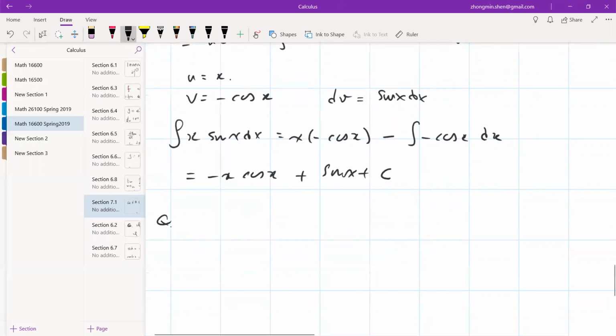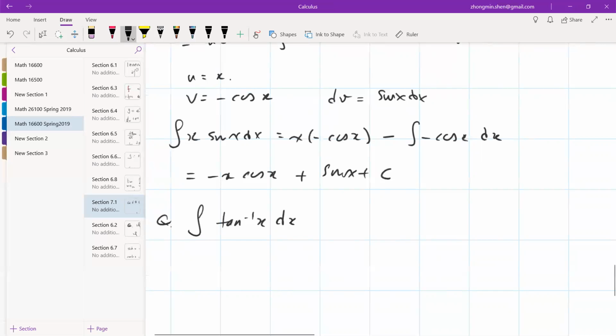Okay, so the next question is, those are the well-known functions, right? We want to know what is the integral of natural log of x? What is the integral of arctangent x? Such things like that.